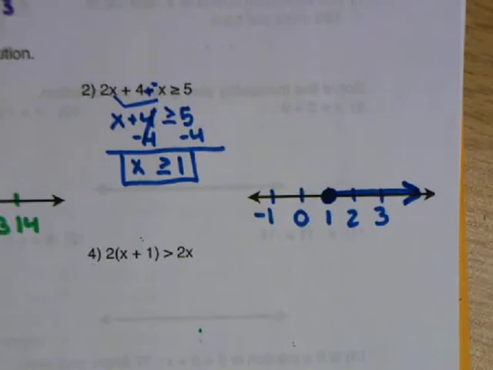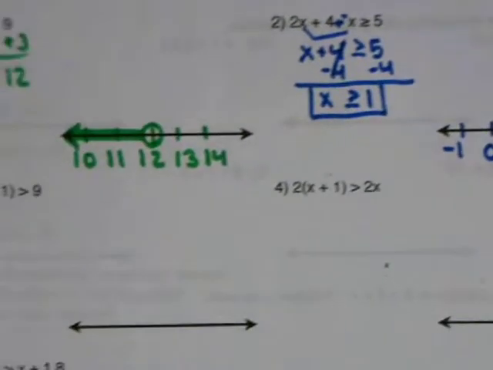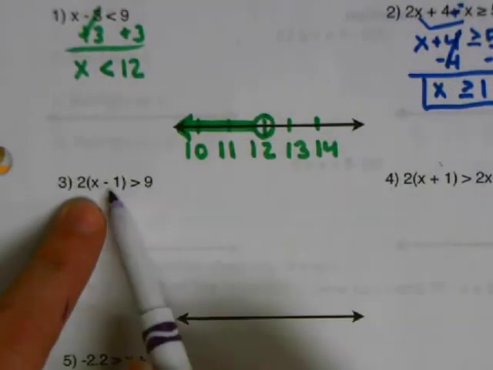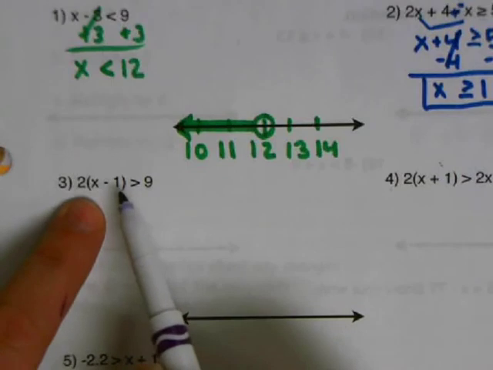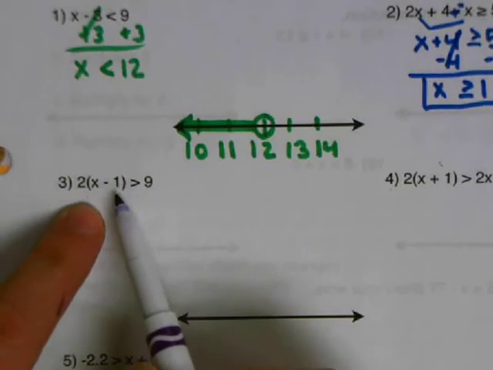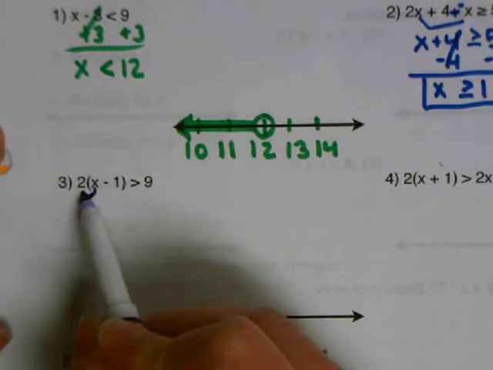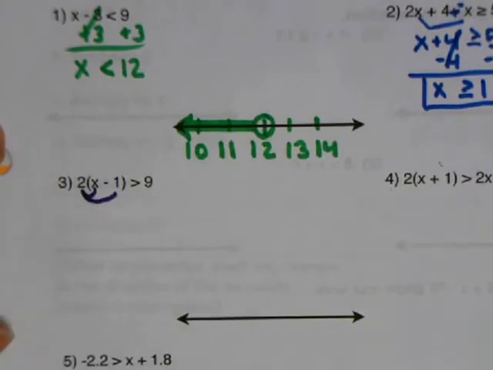Next one, again, important as we move to number 3 to realize that we need to simplify this before we start doing things to both sides. In this case, I can't just start adding 1 to both sides because that minus 1 is in parentheses. What do we need to do first here to simplify? Yeah, there's a distributive property. We need to distribute that.